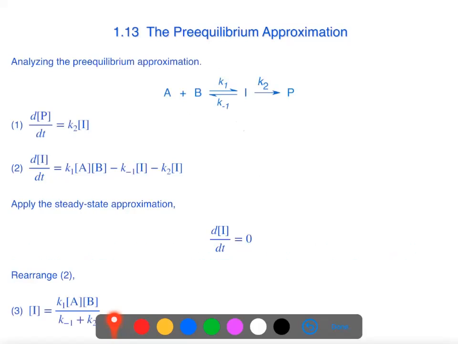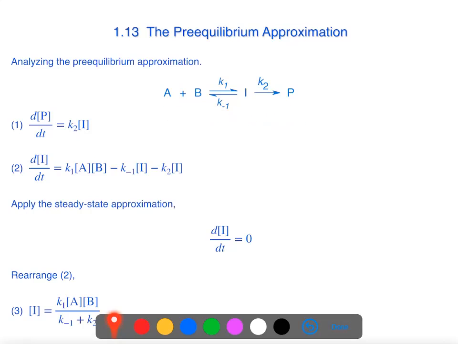Now what I'd like to do is to analyze the pre-equilibrium approximation. We'll do that by taking the same reaction mechanism that we just discussed, but applying the steady state approximation, and look at the result of the steady state approximation and compare that to the result that we get when applying a different approximation, that is the pre-equilibrium approximation. So this is the mechanism that we just discussed.